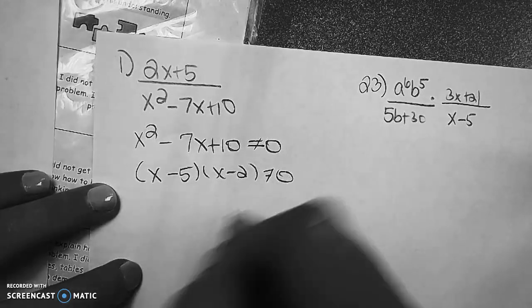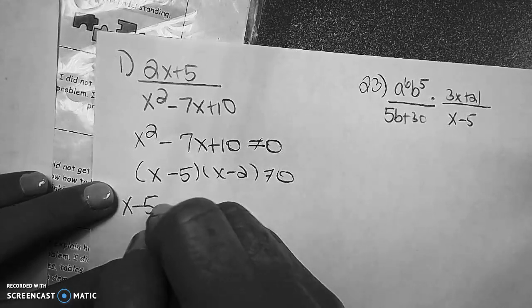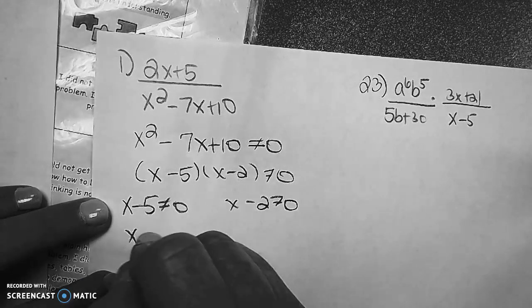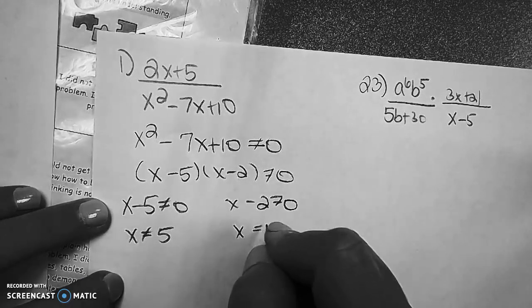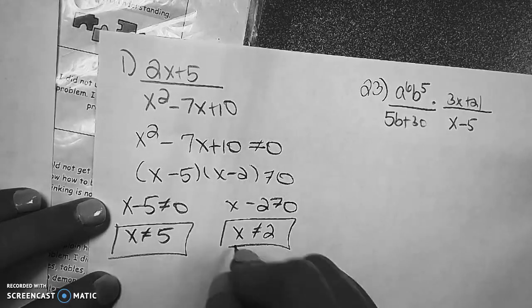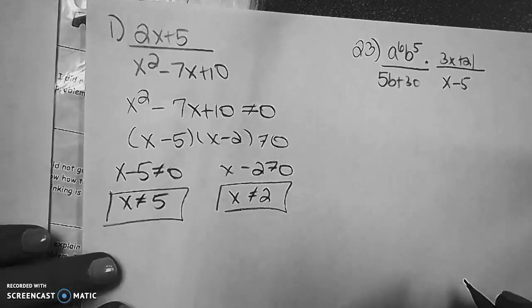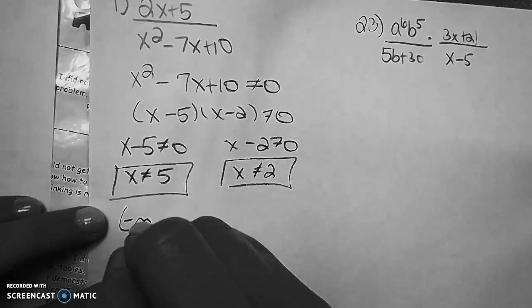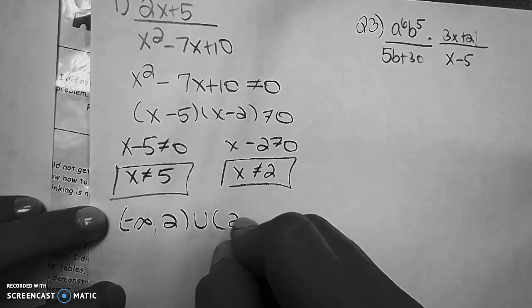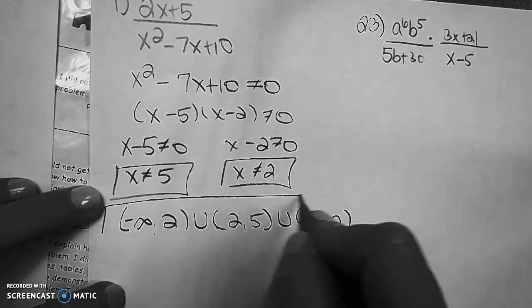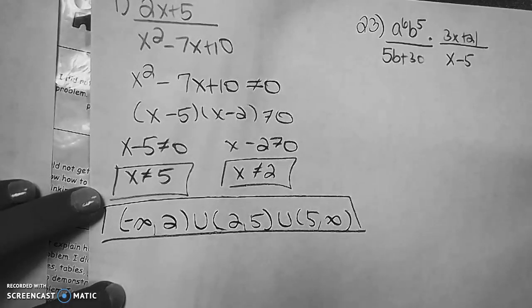So we factor that. Using the zero product property, we can set each factor equal to 0. And so we know that x cannot equal 5 and x cannot equal 2. Again, we don't care what's in the numerator. That makes no difference in finding the domain. If I want to write this as an interval, I would say negative infinity to 2, union 2 to 5, union 5 to infinity.